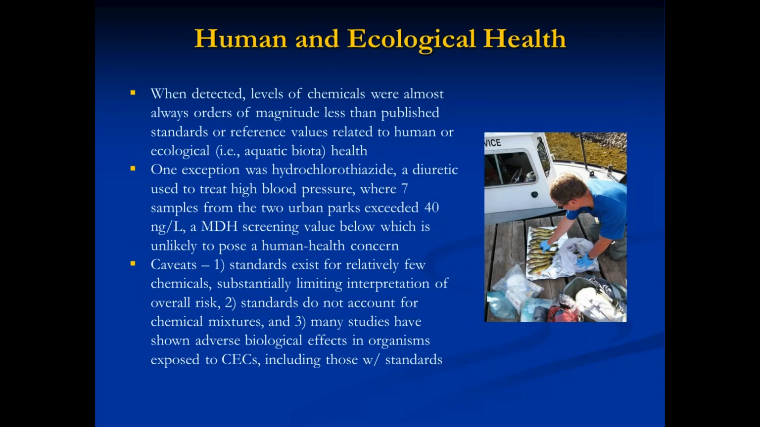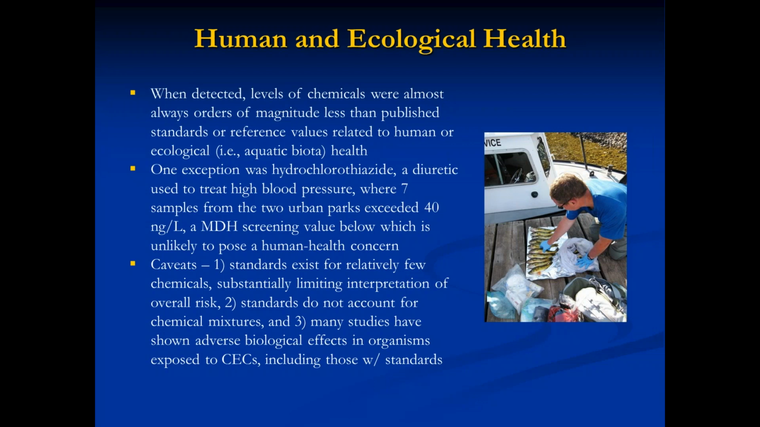So, this slide, a lot of it mirrors what Rebecca was saying about potential impacts to human and ecological health, at least in the Great Lakes. I guess like Rebecca found, when detected, levels of the chemicals are almost always orders of magnitude less than published standards or reference values. There was one exception, a chemical called hydrochlorothiazide. It's a diuretic used to treat high blood pressure, where we had a few occasions where detected concentrations were just above a Minnesota Department of Health screening value, but that value is very conservative at 40 parts per trillion.